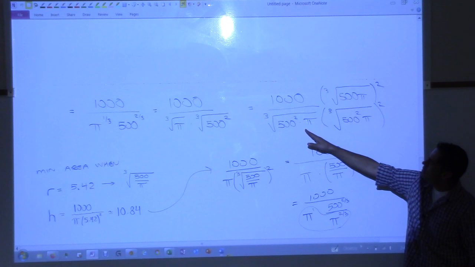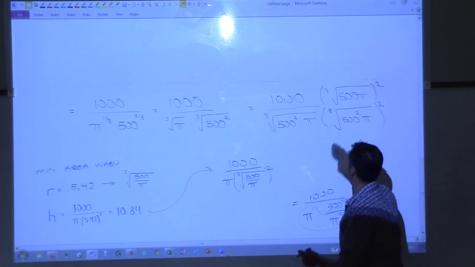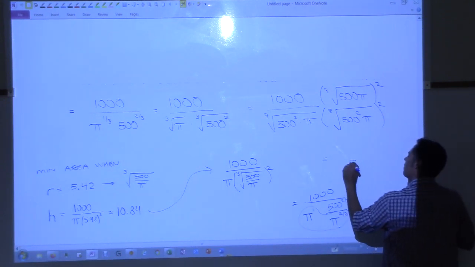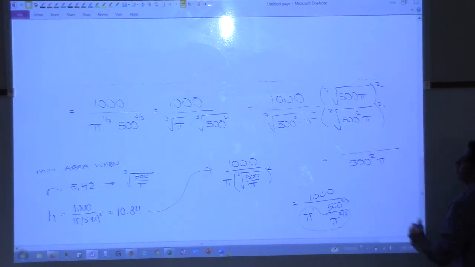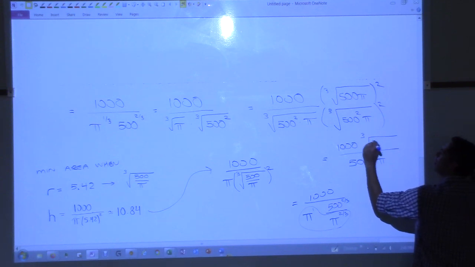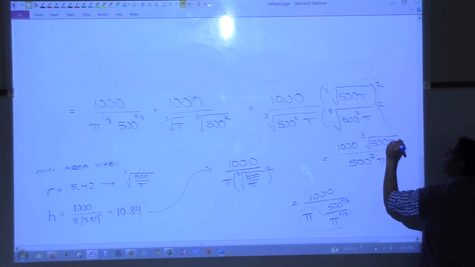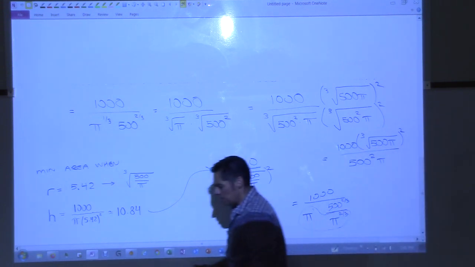If I do the cube root of this, then times the cube root of that squared, then that should just be on the bottom 500 squared times pi, right? And on the top, I get 1,000. I'm out of time. We can clean this up more. I'll finish it next time, maybe. I have to stop because I have something else I need to tell you.